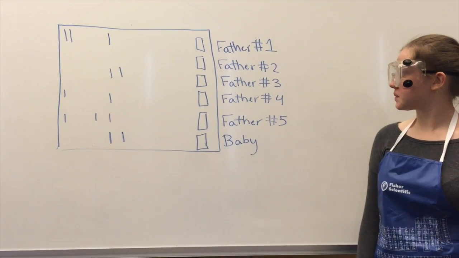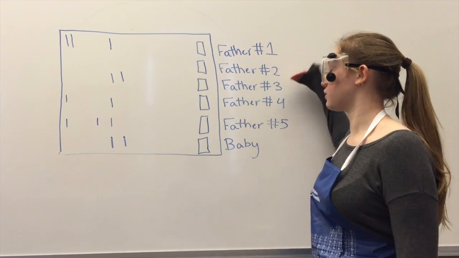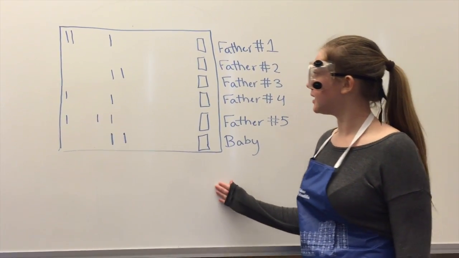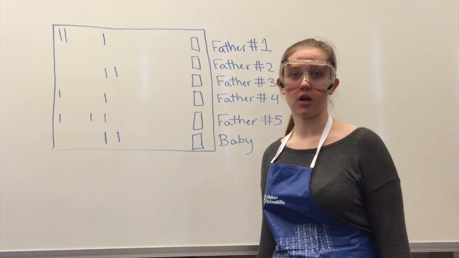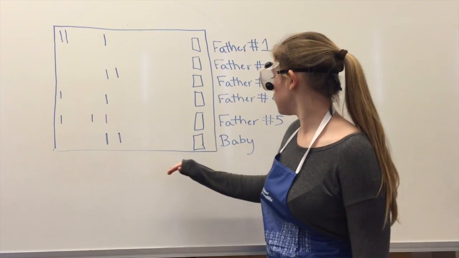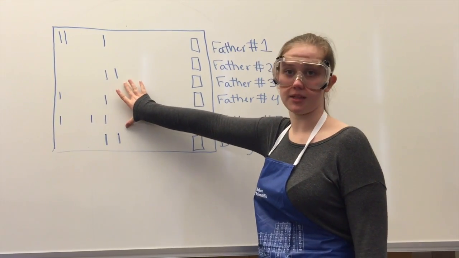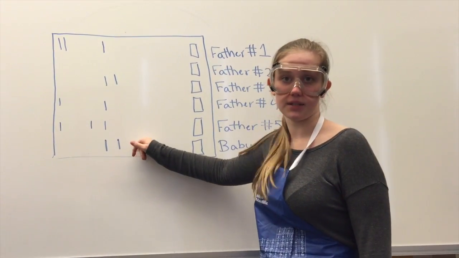Okay, and these are the results we got. We substituted the father's names with father number 1, 2, 3, etc. as not to give away the results. But basically, we got various marks on here depending on how long the DNA strands were. As you can see, the baby and father number 3 have very similar length strands, and that would indicate that father number 3 is related to the baby.